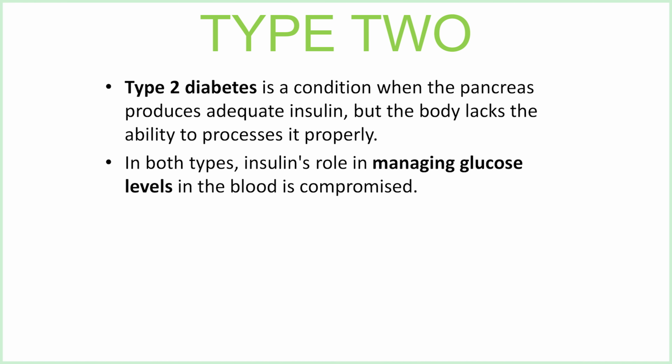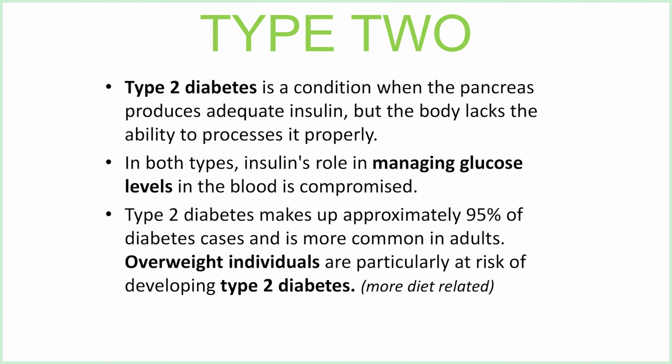In both types, insulin's role in managing glucose levels in the blood is compromised. So something's going on here to create imbalance. Type 2 diabetes makes up approximately 95% of diabetes cases and is more common in adults. Overweight individuals are particularly at risk of developing type 2 diabetes, so it is more diet-related.